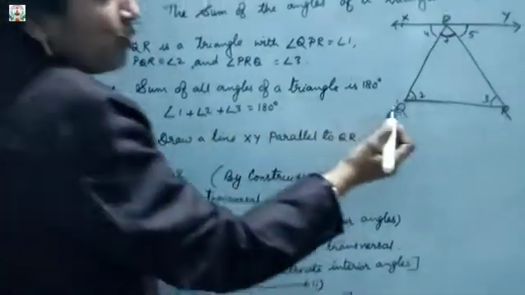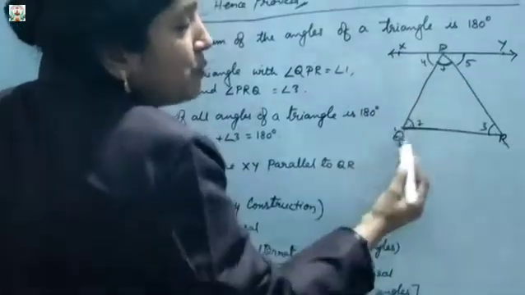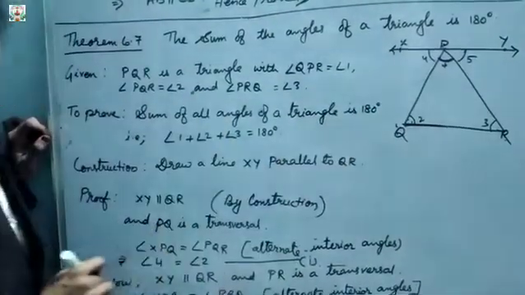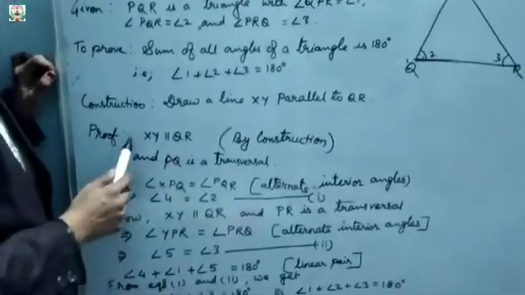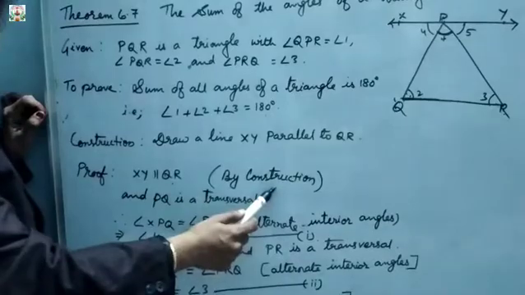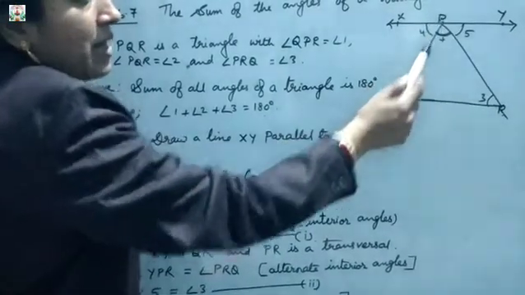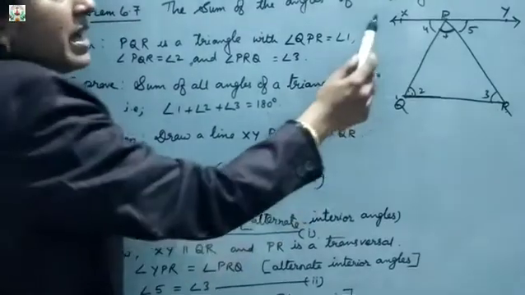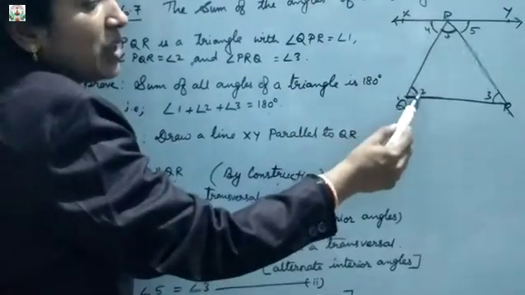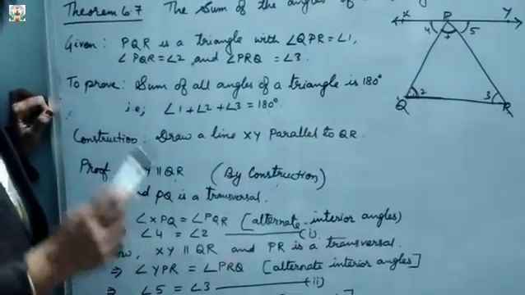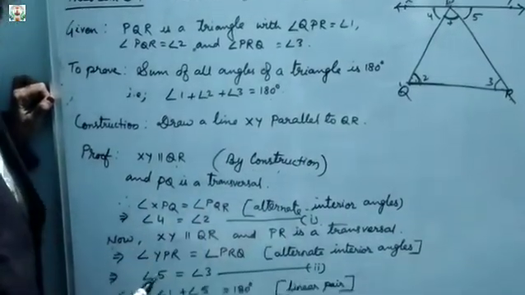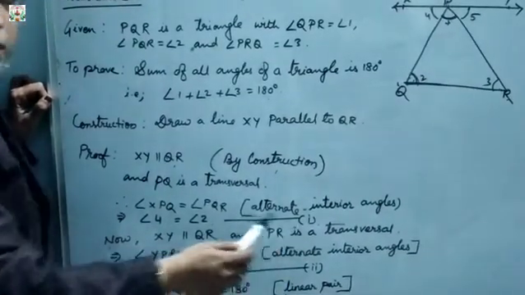Okay. Now construction, what will we do? We will draw line XY which is parallel to QR. We are constructing XY parallel to QR. Okay, so now the proof part. Now we have constructed XY parallel to QR, and PQ is the transversal. That means angle 4 will be equal to angle 2 because they form what? Alternate interior angles. Okay, so mark it as equation 1: angle 4 equals angle 2.